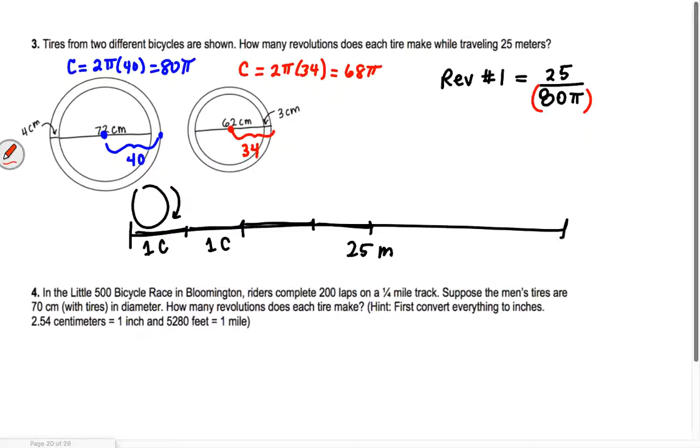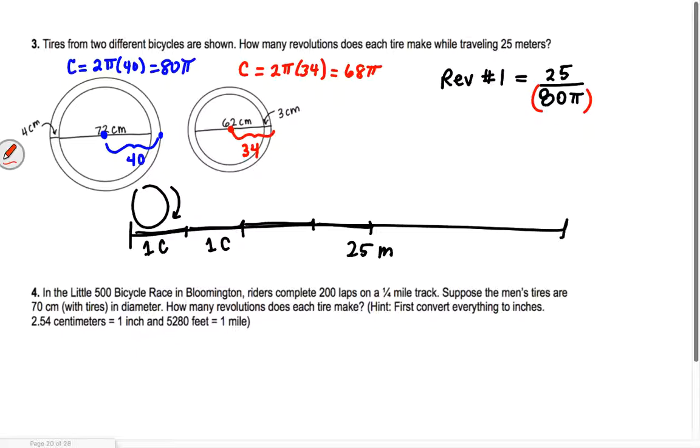I have something weird, hang on. Oh, man, I'm not thinking this through. Okay, I got something weird. Did you guys get something weird? And I was like, wait, something has to be wrong. I got 0.099, and I was like, it's not making 0 revolutions. So what am I doing wrong? Mr. Crawley would be so mad at me.